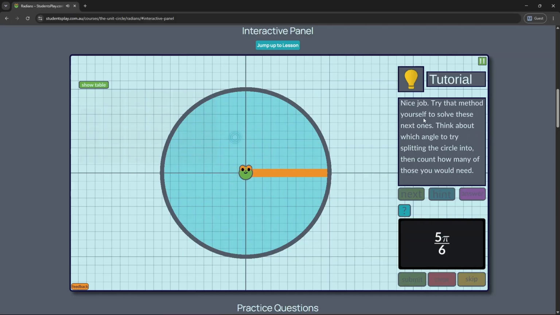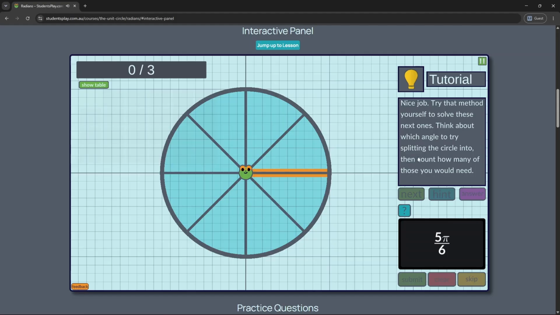Nice job. Try that method yourself to solve these next ones. Think about which angle to try splitting the circle into, then count how many of those you would need. Okay, well this one is kind of already split for us, but how big would each one of these be?